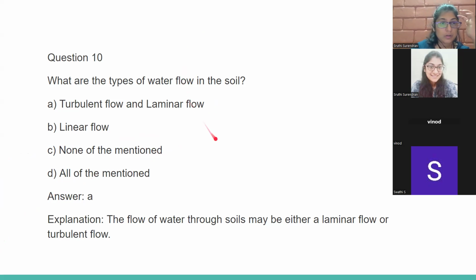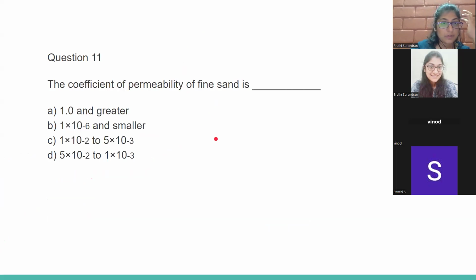Moving on, what is the coefficient of permeability of fine sand? This is 10 to the power minus 6, 10 to the power minus 2.